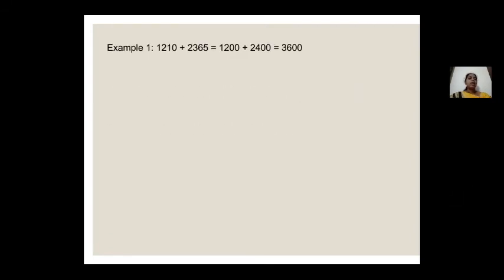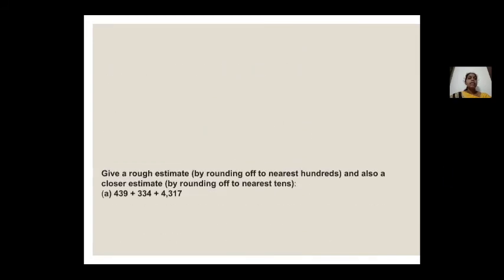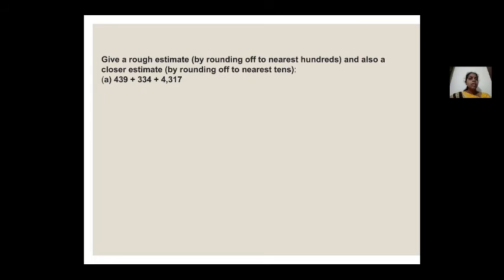Like that only. Some more examples you can give. I have given these examples: 1210 plus 2365 is equal to 1200 plus 2400, that you get 3600. Estimation, you can give your own example. Say I have given here 4 examples. Next, give a rough estimation by rounding off to nearest 100, and also a closer estimation by rounding off to nearest 10. See, for rough estimation you have to round off to the nearest 100, but for closer estimation you have to round off to the nearest 10. See, this is the example.